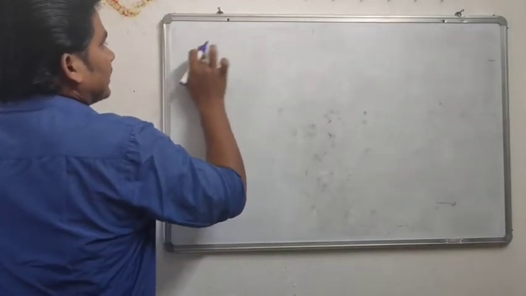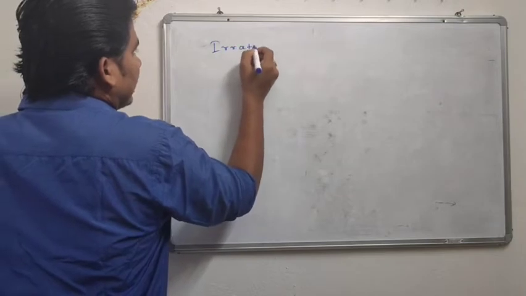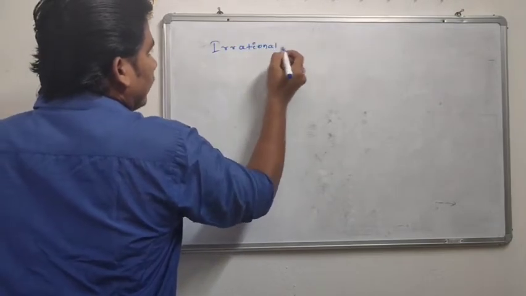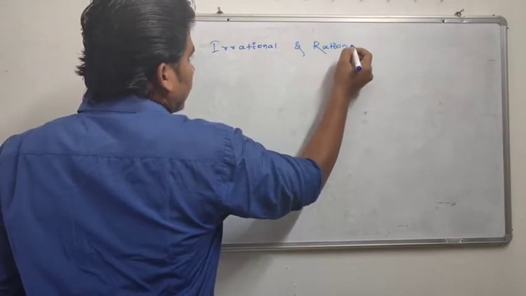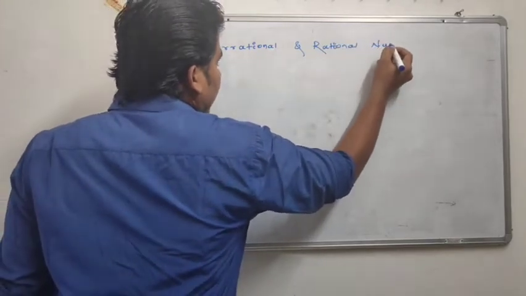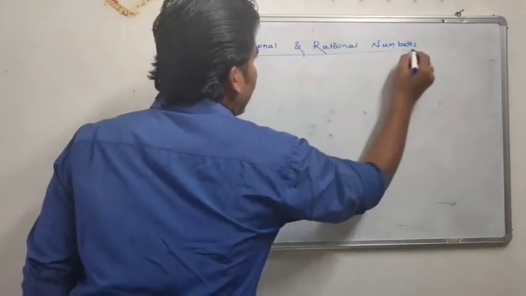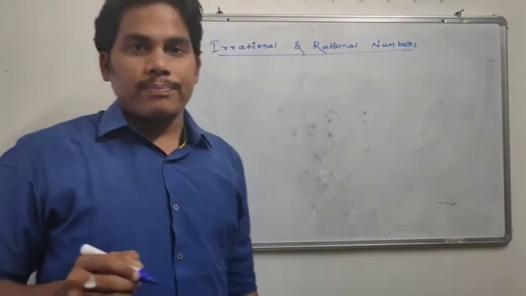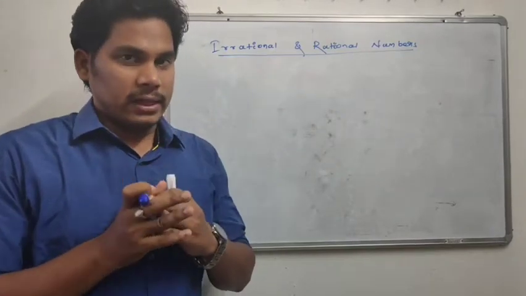irrational numbers and rational numbers and their decimal expansion. Again, irrational numbers and rational numbers and their decimal expansion. In my first video, I already explained about the real numbers. Still, today I will explain again about the real numbers.